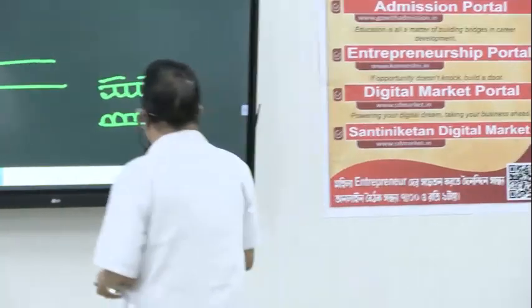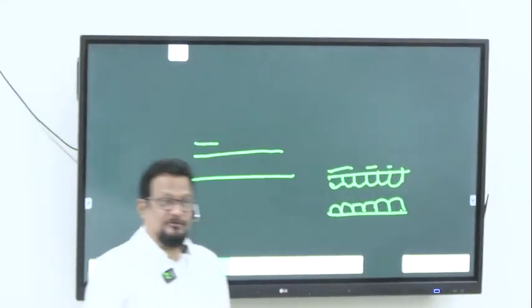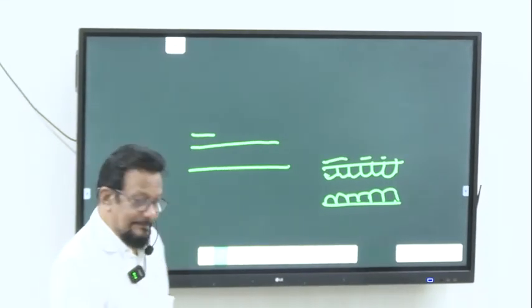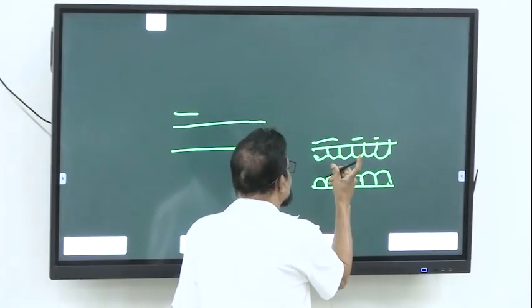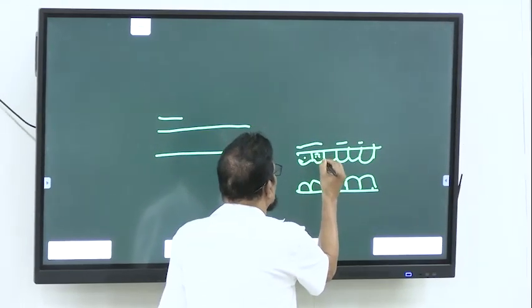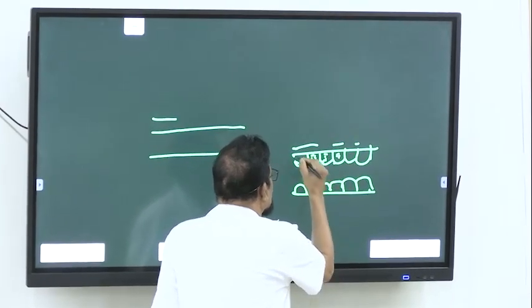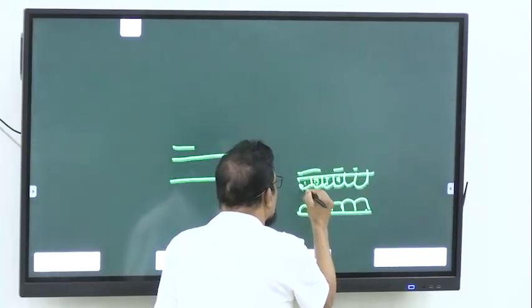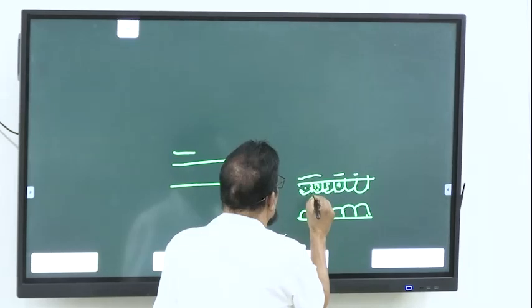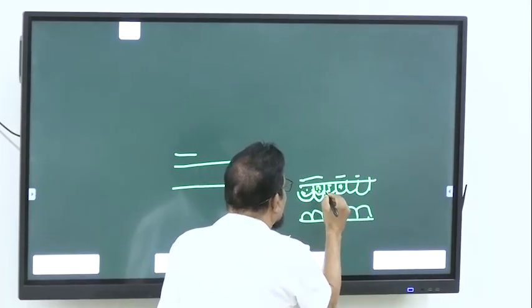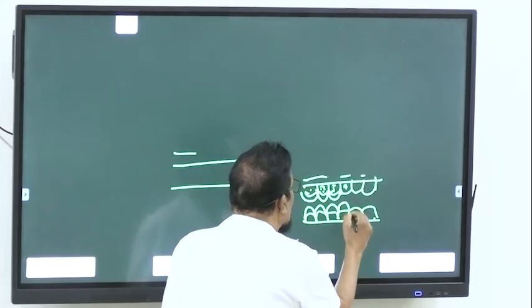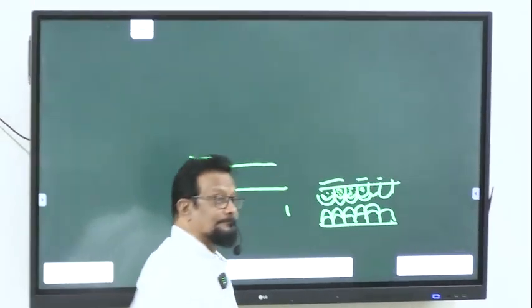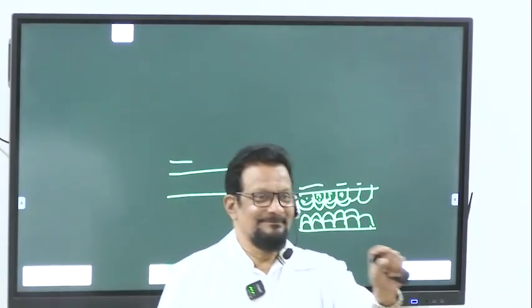So what happens? This LDL cholesterol, LDL, they deposit cholesterol, triglyceride here in these cells. So these cells become thick. Now what is happening to the lumen? Narrowed.